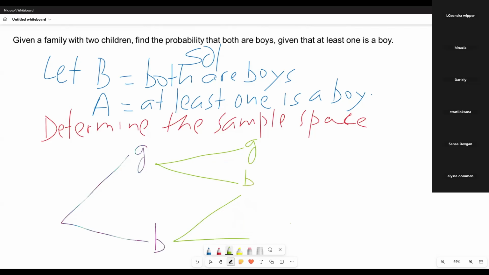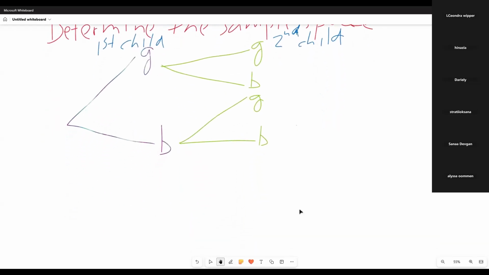Girl, boy, girl, boy. So here, this is the first child. So this one is the second child. Okay. Now, the sample space should look like this.